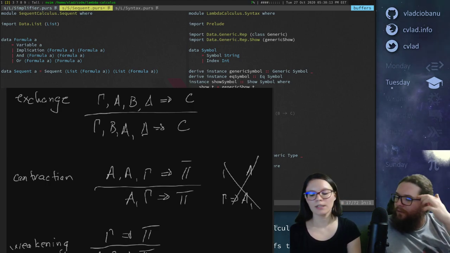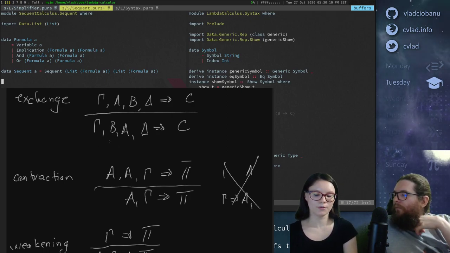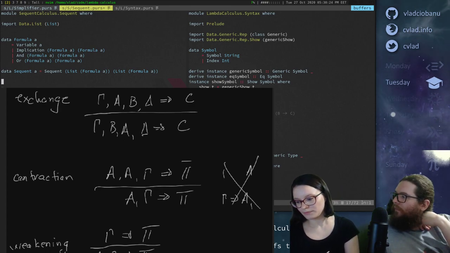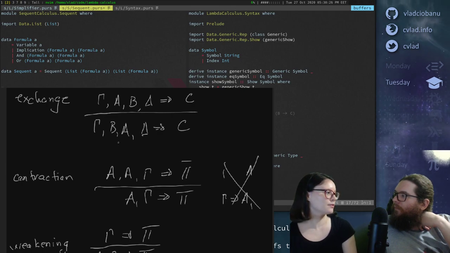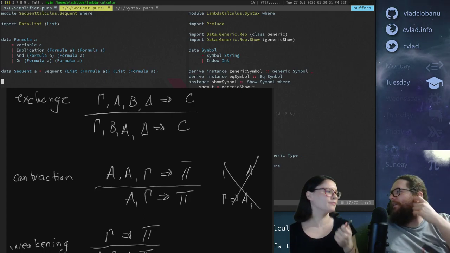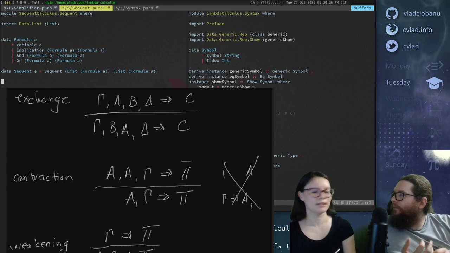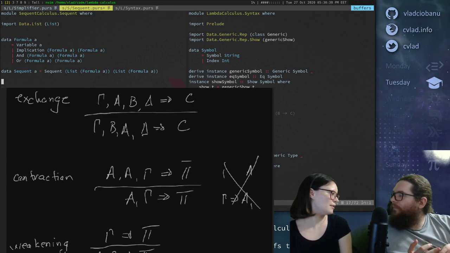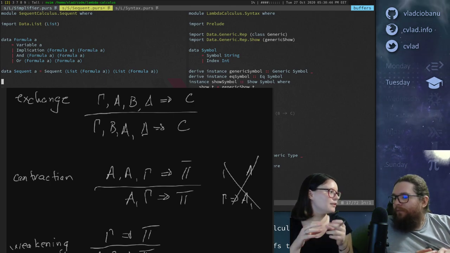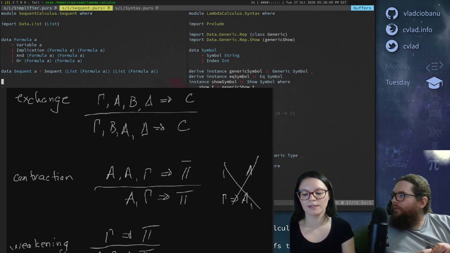For exchange, we encode it with multisets instead of sets, or instead of sequences, in the sense that you are able to mingle. I think we're going to use a list here anyway, and we won't worry about order at all. At the beginning, when I said what a sequent is, I said we have sets, but initially they are called sequents because the order matters, right? But if we use multisets, then we are done.